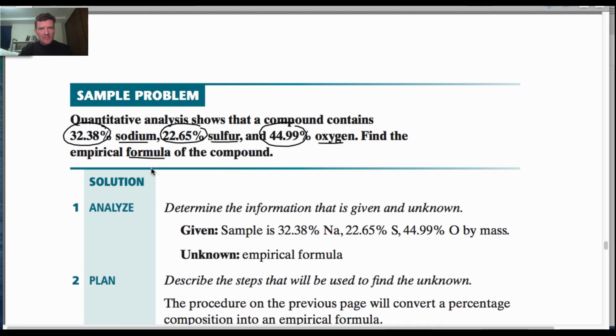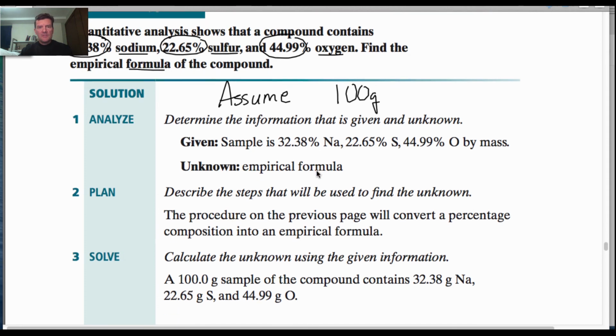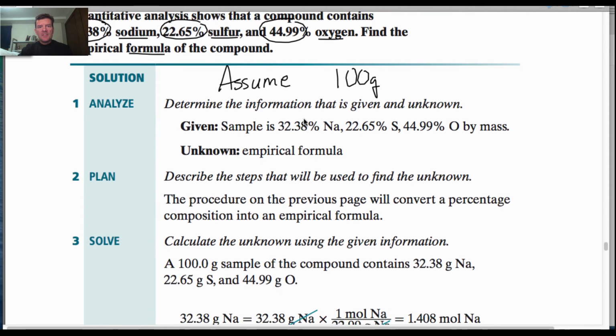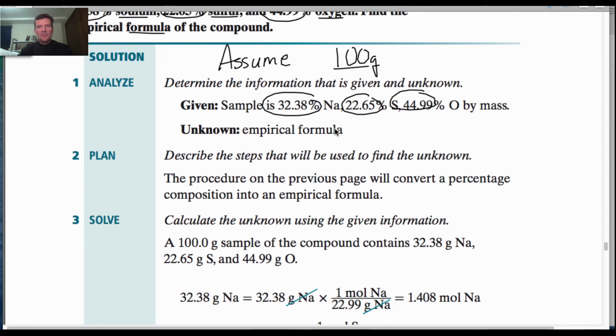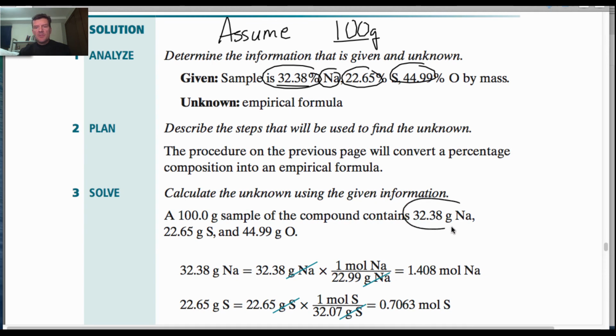We're going to find the formula for this particular compound. Here's the trick. If you are asked to find a formula from percentages, the first thing you do is assume that you have a sample that is 100 grams total. The whole sample is 100 grams. Why 100? Because it makes it really easy when you're doing percentages. So if we have 100 grams and 32.38% of it is sodium, that means the mass of the sodium has to be 32.38 grams. 32.38% of 100 is 32.38 grams.